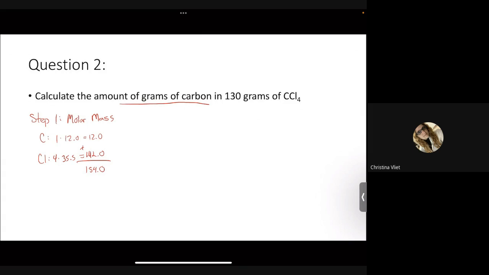You don't need any information for chlorine because it is not asking about chlorine. So just do what's being asked. I mean, you could do chlorine if you wanted to.